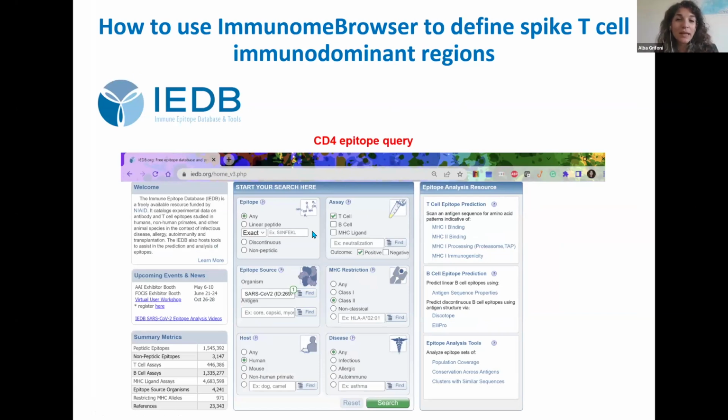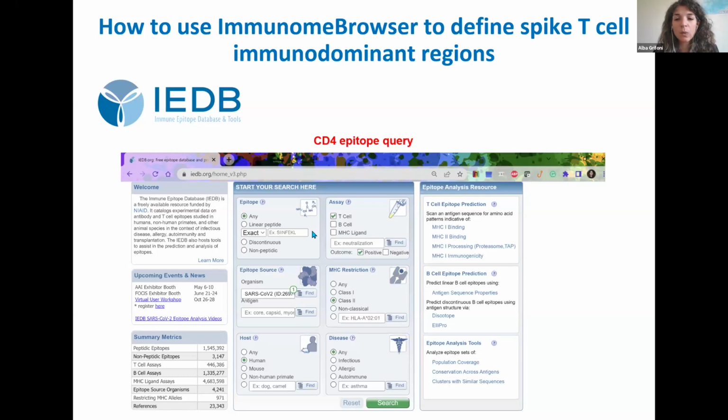We love T cells, at least I do, but B cells are cool too, and IEDB actually has both. So you can select the T cell assay. You're going to look for SARS-CoV-2. I'm going to focus on class 2 for now, so mostly CD4 epitopes, and select human as a host.